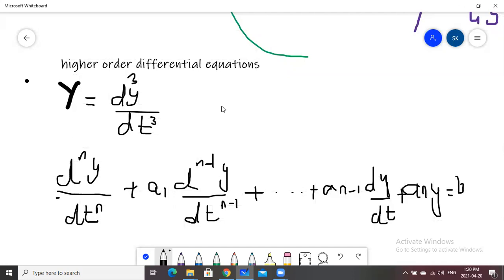Now suppose n is equal to 4, the highest order derivative is 4: d^4 y divided by dt^4 plus a1, then n minus 1 is 3, so the second highest order derivative will be d^3 y divided by dt^3, and in the end we will get the last term a_n into y is equal to b. Okay, now let's move forward.